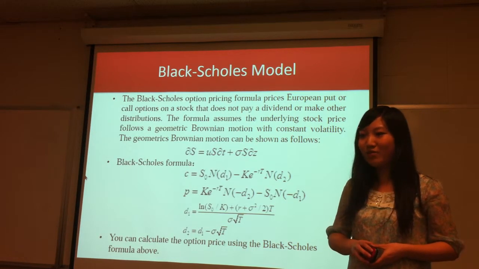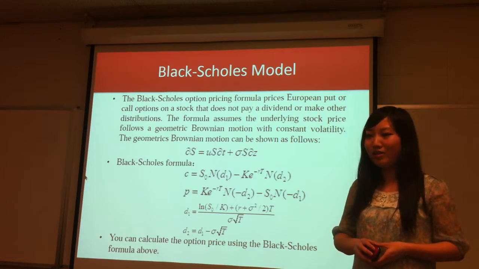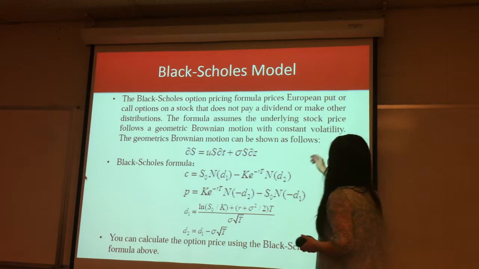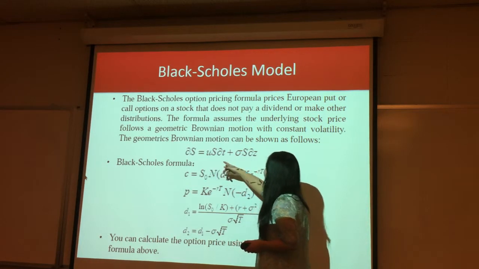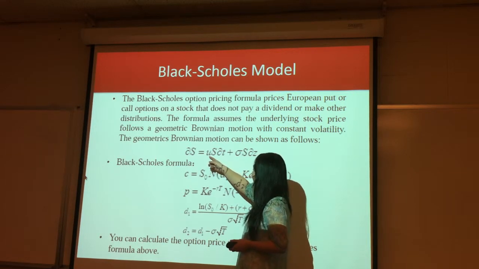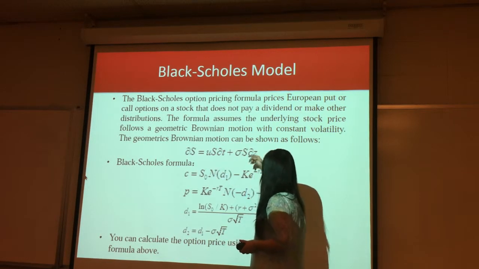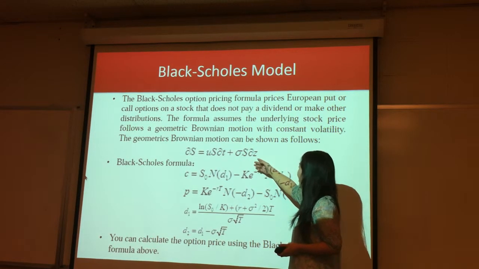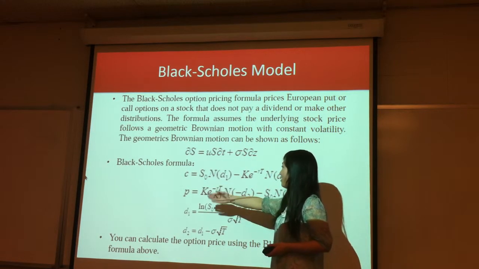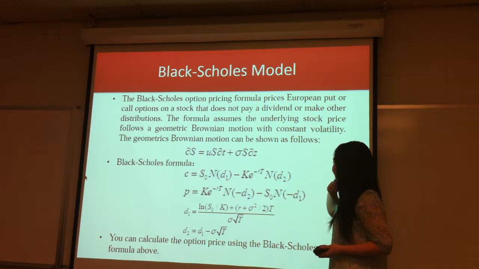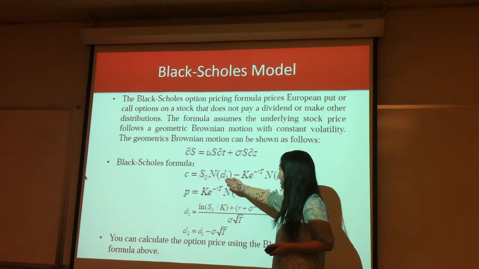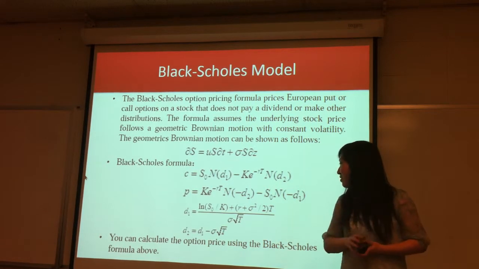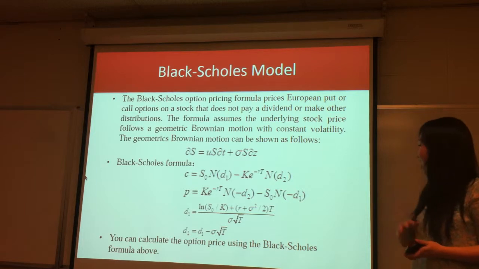The formula of geometric Brownian motion is like this. S is the stock price, mu is the average return, sigma is the volatility, and z is the part that follows the Wiener process. And this is the Black-Scholes formula. N is the cumulative normal distribution, and it's like this. You can use this formula to calculate the option price.